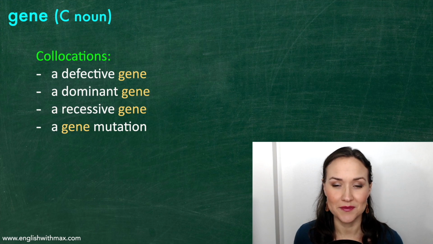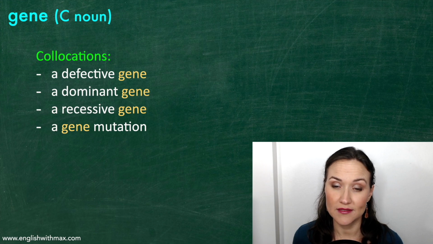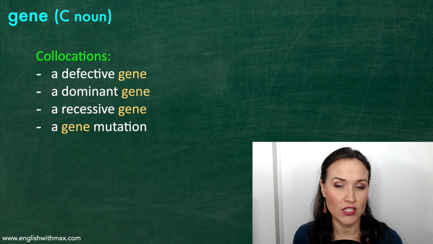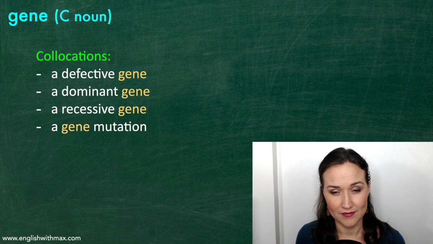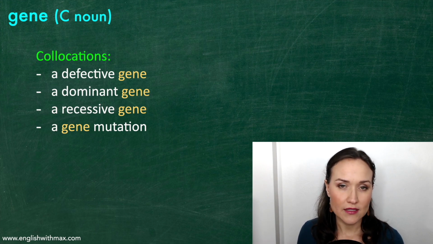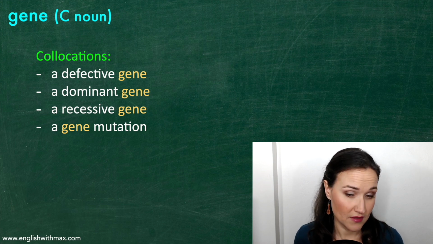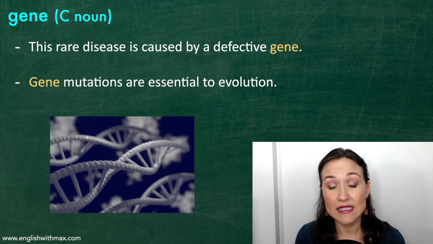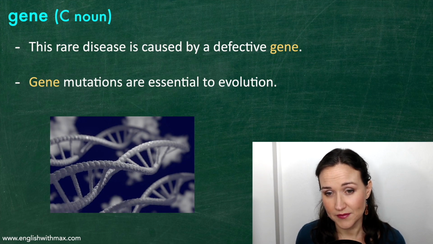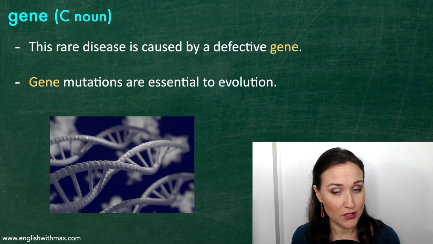Now some collocations. We have a defective gene, a dominant gene, a recessive gene, and a gene mutation. A gene mutation is a change in an organism's genetic structure that makes it different to others of the same species. This rare disease is caused by a defective gene. Gene mutations are essential to evolution.